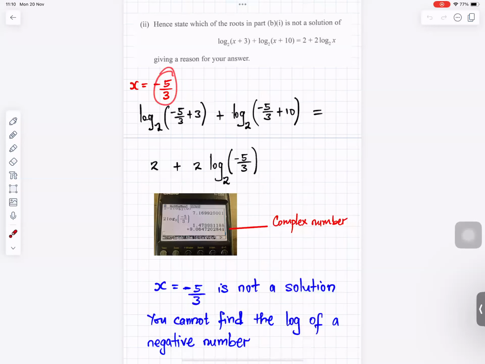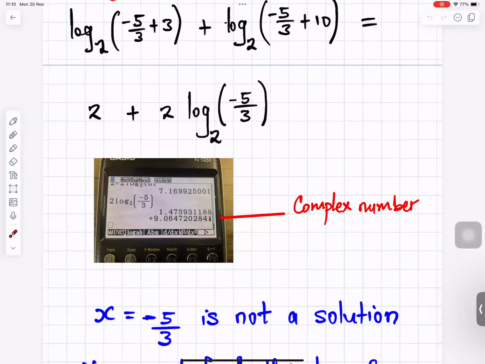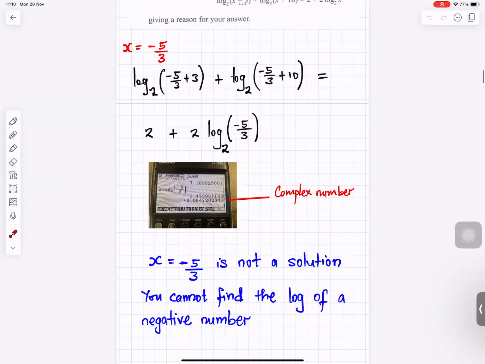If we put x is minus 5 over 3 and solve that equation, we will have 2 plus 2 log of minus 5 over 3. And when you try to find the log of minus 5 over 3, it gives a complex number with the i there. So you cannot find the log of a negative number. So x is minus 5 over 3 is not a solution. You cannot find the log of a negative number unless you start using complex numbers.